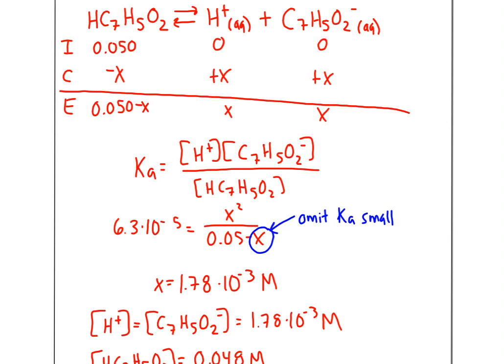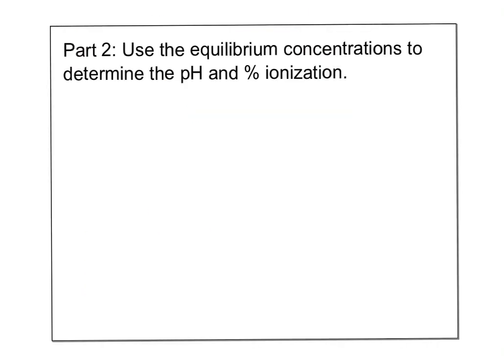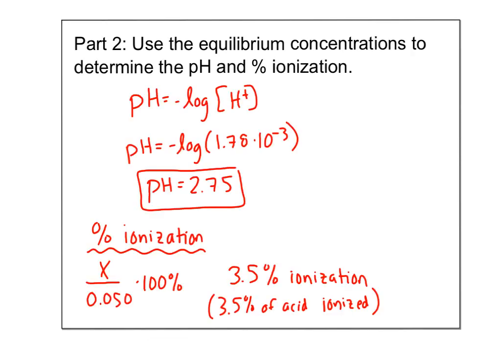Once we have X, we can find the equilibrium concentrations by plugging X in. So I just said H plus and the anion are the same. They're equal to X at equilibrium, whereas the acid is 0.050 minus X, so we get 0.048 roughly. Part 2 is to use those equilibrium concentrations to find pH and percent ionization. Well, remember, pH of a weak acid is the negative log of the H plus at equilibrium, and we found the concentration of H plus at equilibrium on our last slide, so I take the negative log of that.